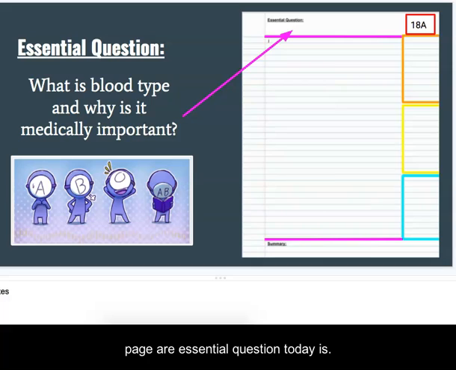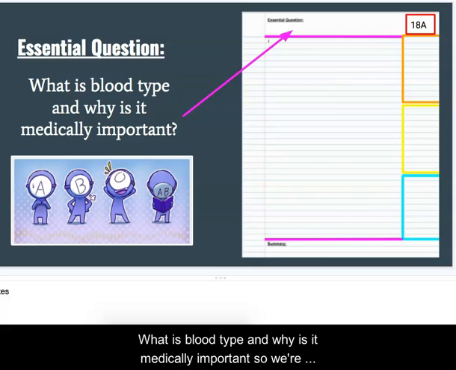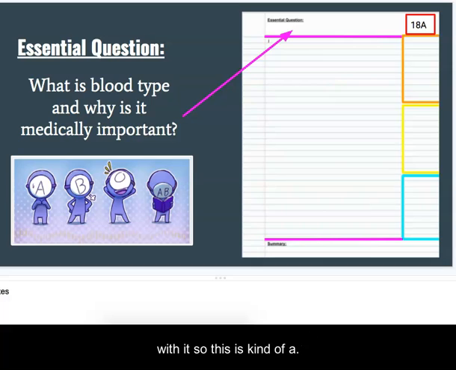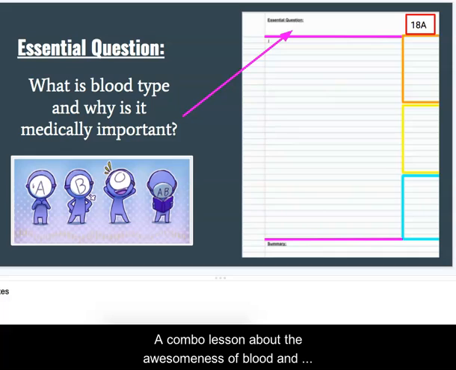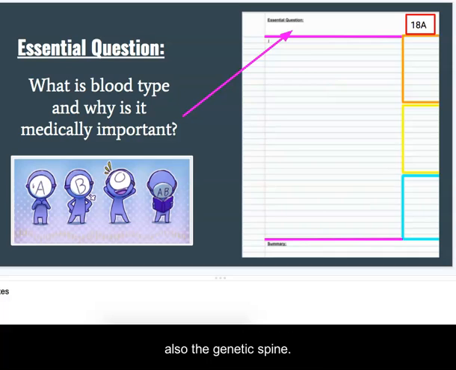Our essential question today is, what is blood type and why is it medically important? So we're going to learn about it, we're going to learn some facts about it, and then we're going to do some genetics problems with it. So this is a combo lesson about the awesomeness of blood and also the genetics behind it.